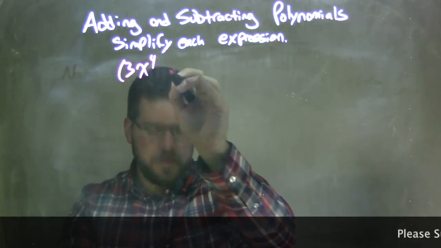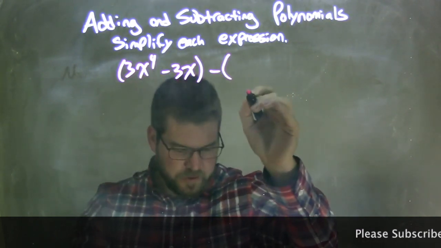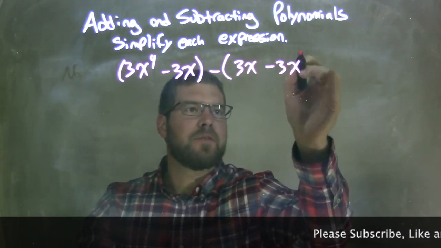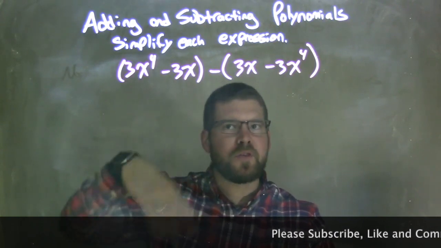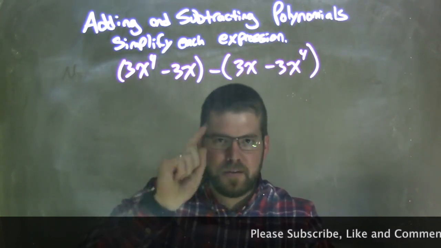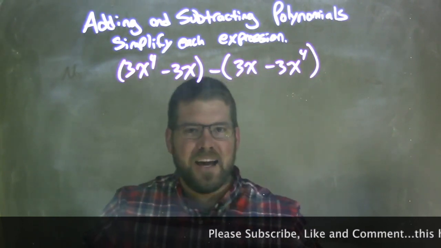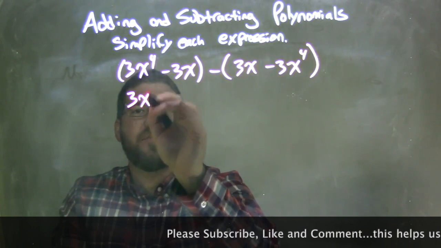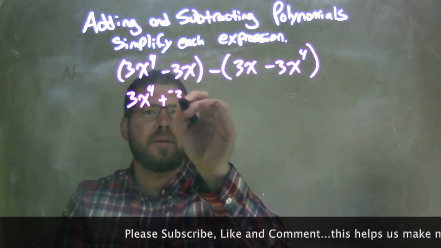3x to the 4th minus 3x minus, parentheses again, 3x minus 3x to the 4th. Okay, this one's tricky. There's a lot of 3's, a lot of x's, and a lot of minus signs. We gotta keep them in line, okay? I'm gonna convert everything to adding a negative because I find it easier. So I have 3x to the 4th. Let's take our time here. Instead of subtraction, plus a negative.